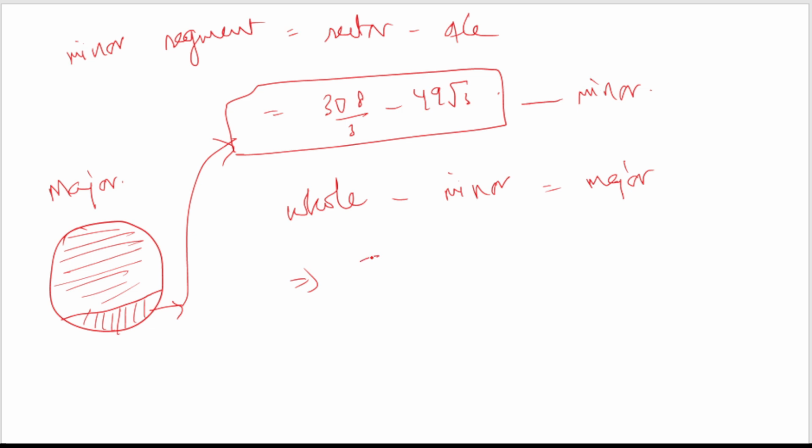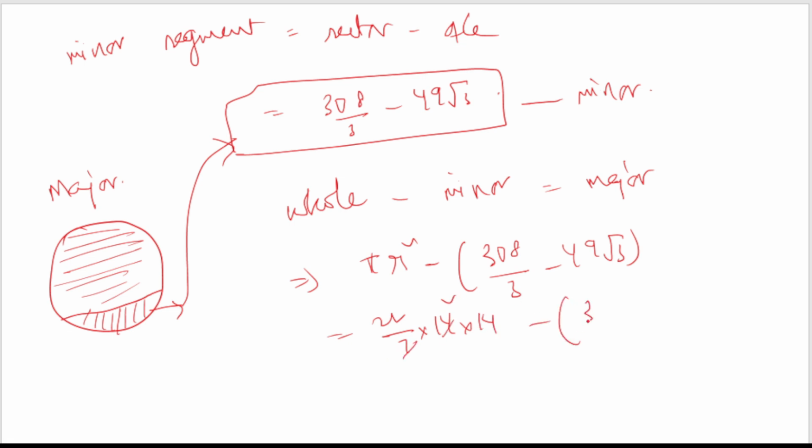Area of the full circle is what? It is pi r square minus of 308 divided by 3 minus 49 root 3. Okay. So here pi is 22 by 7 and radius is 14 into 14. Here 7 into 2. Okay. This minus 308 divided by 3 minus 49 root 3. Okay. Here you will get 14 into 4 is 56. 56 into 11 is 616. So the answer is 616 minus 308 divided by 3 plus 49 root 3.